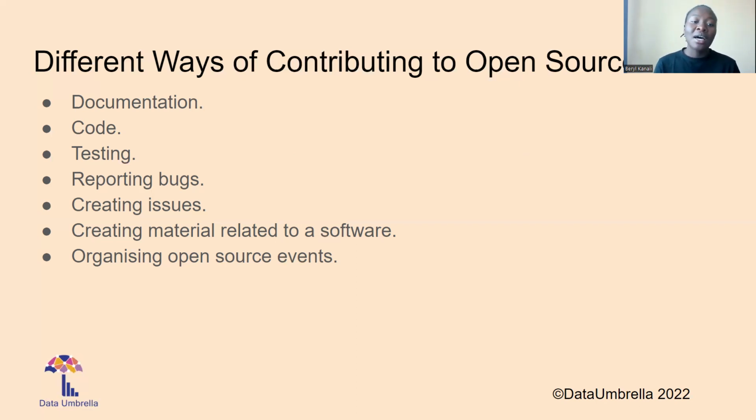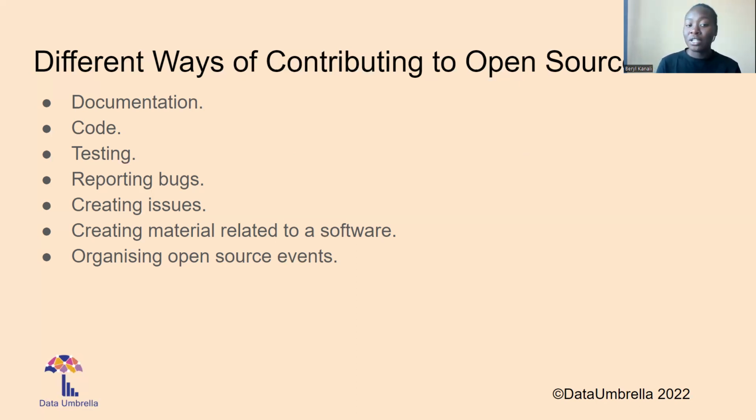That is one way. Another way is by reporting bugs. As a user, it's easier for you to notice a bug because sometimes the person maintaining it, the developers, might not see it. So you can report bugs as a way of contributing to open source. You can create issues. Issues might be to report a bug, to suggest a new feature, or to say, I want to ask about this and have a discussion about this.